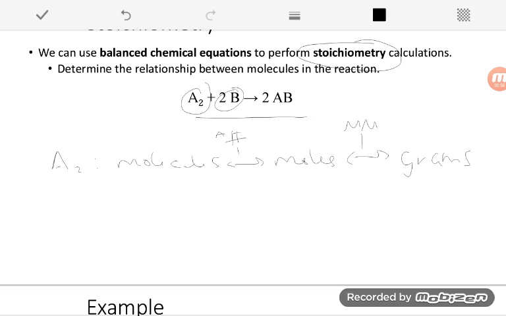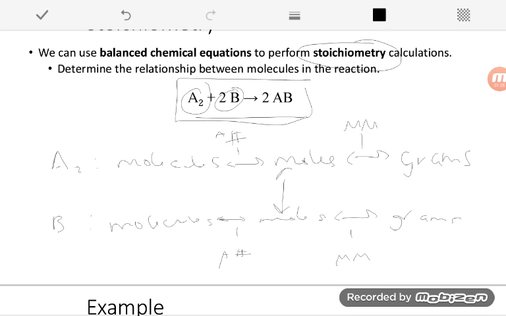I could also do the same thing for molecule B, where I could convert between molecules, moles, and grams. Again, this would be Avogadro's number, and between moles and grams, I would use the molar mass. Now, once I have a balanced chemical equation, I can actually go between these compounds by building a bridge between my moles. This balanced chemical equation tells me that for every 1 mole of A2 that I use up here, I'm going to use up 2 moles of B.